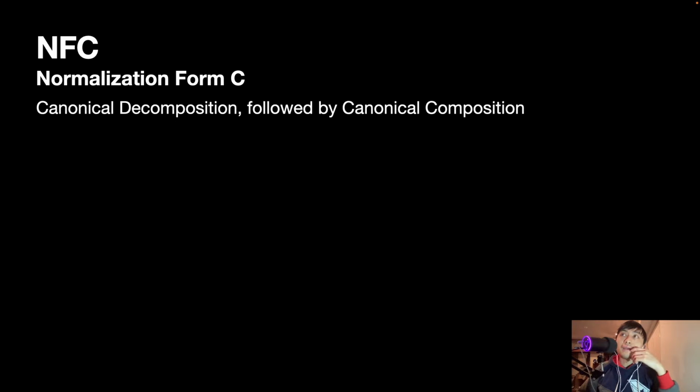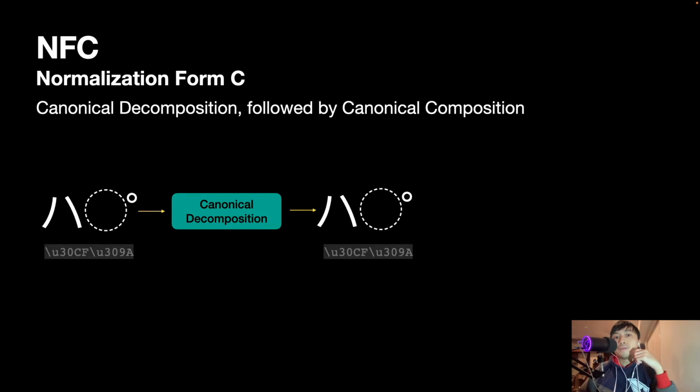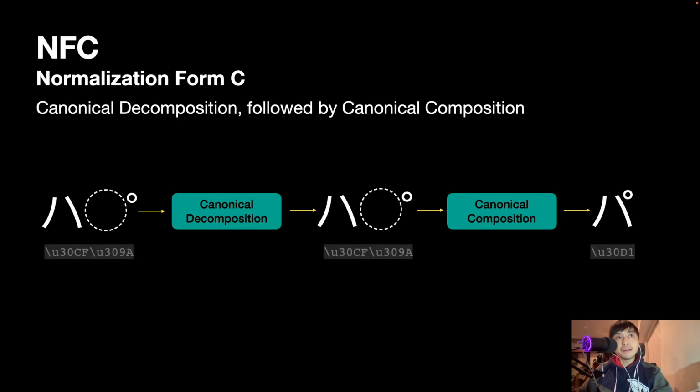The second one is NFC, or normalization form C. It is the canonical decomposition that we do in NFD, but after that we apply canonical compositions. For example, we are going to use the same character, the ha and then the voicing symbol. We apply canonical decomposition, which remains the same because it's already decomposed. But after that, we apply compositions and it becomes pa.